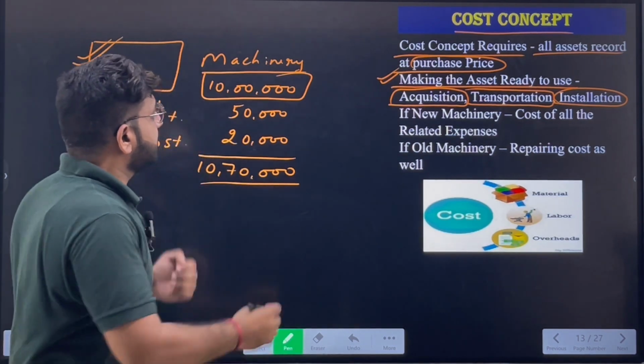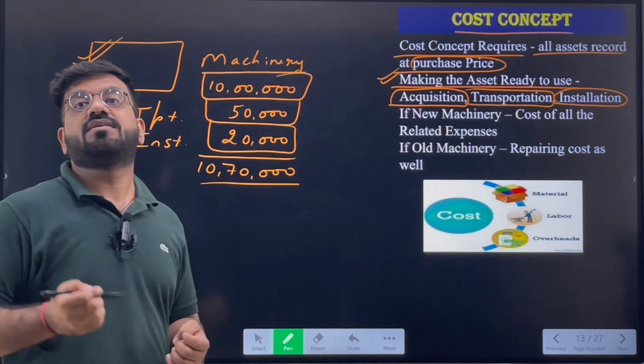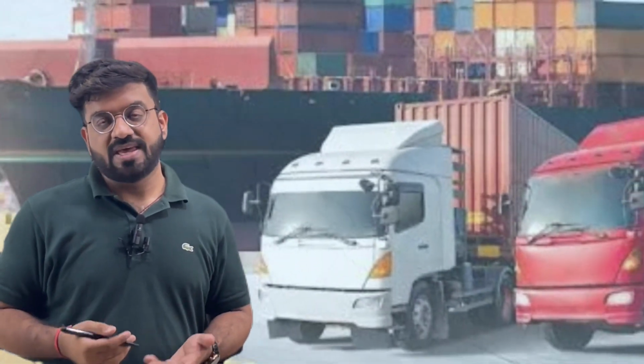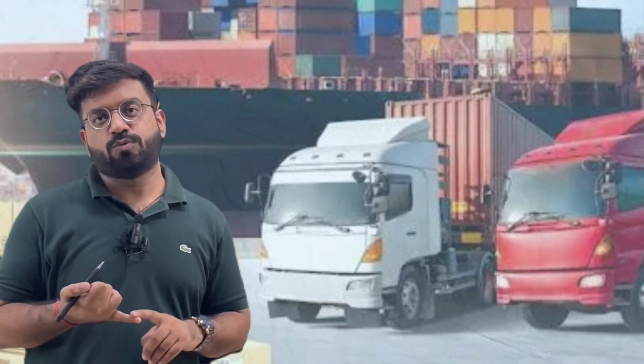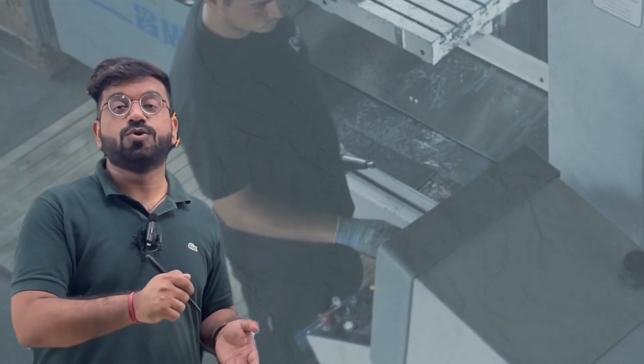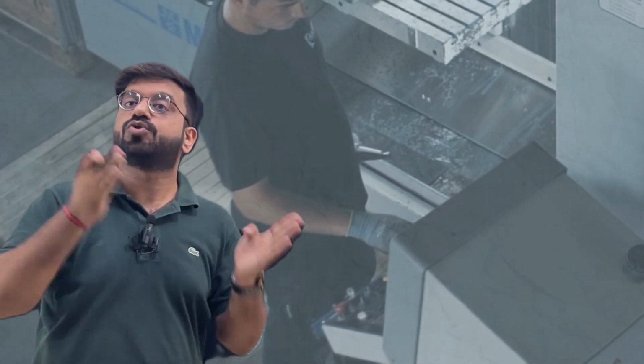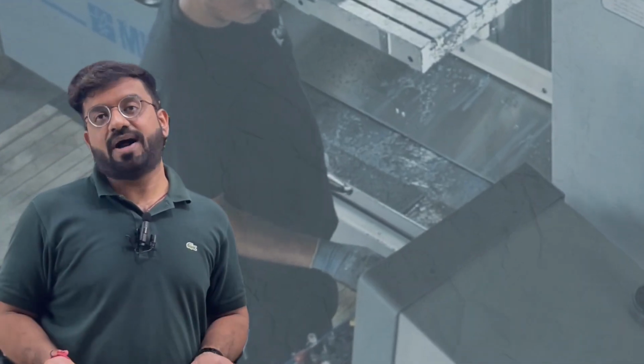But these two expenses are also part of that machinery itself. Now just imagine, can you please tell me, without the transportation, can you use that machinery? Obviously, you will have to use the machinery in your place. You can't use the machinery at the supplier's place. You will have to take the machinery from that place to your place. That is a compulsory part.